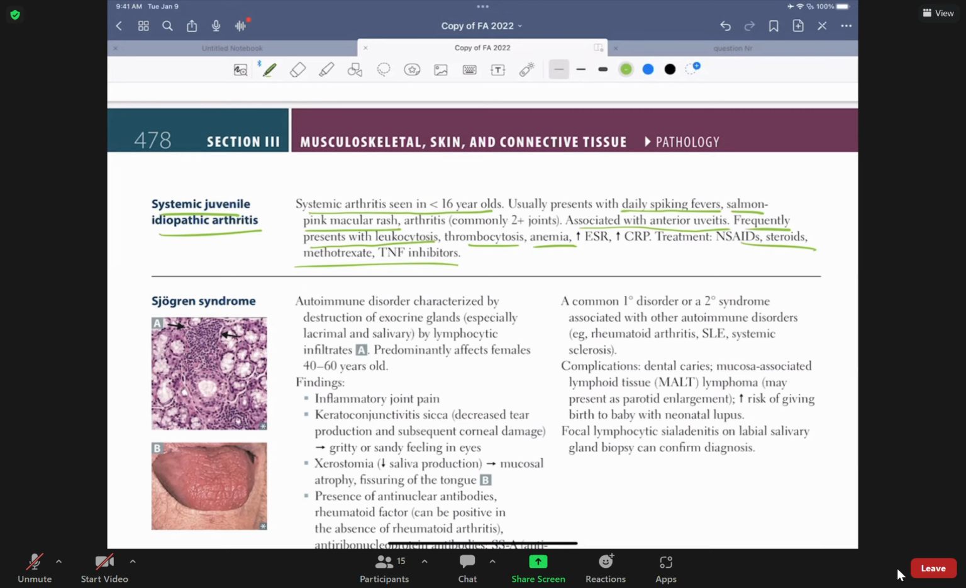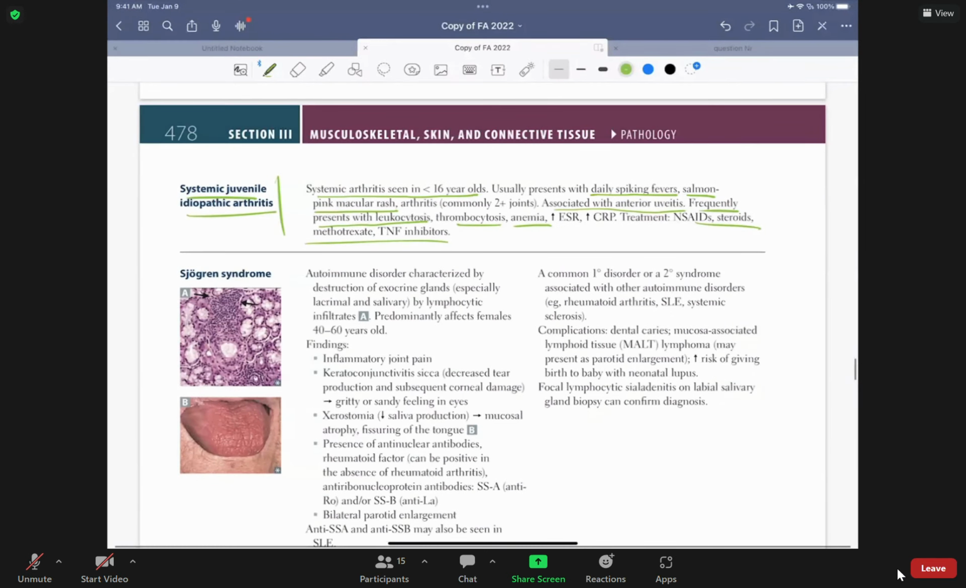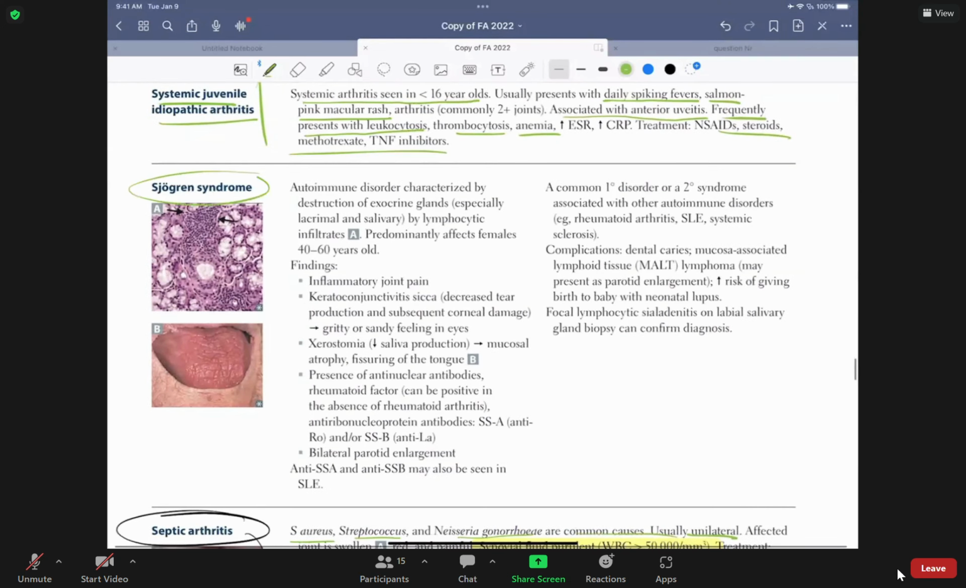So when rheumatoid arthritis happens in pediatrics, we call this systemic juvenile idiopathic arthritis. In another word, it is juvenile rheumatoid arthritis. Okay, so that's the same disease, but it happens in kids, so we have a different name. So that is that. Next, Sjogren's syndrome.